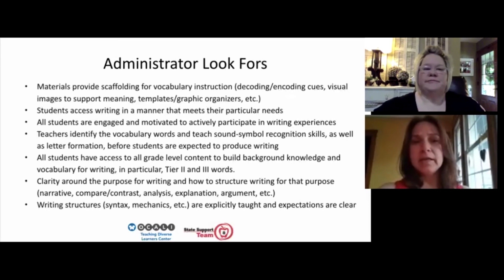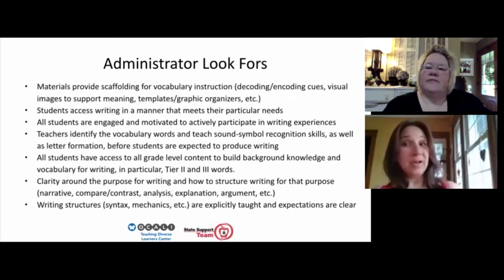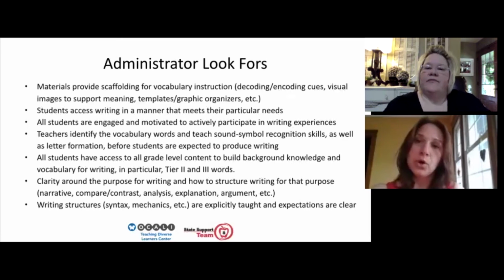And so that is really important, that those things are planned for ahead of time and even shared across grade levels. So all teachers know, I know this student knows this word. I'd like to see them use it in their writing now.